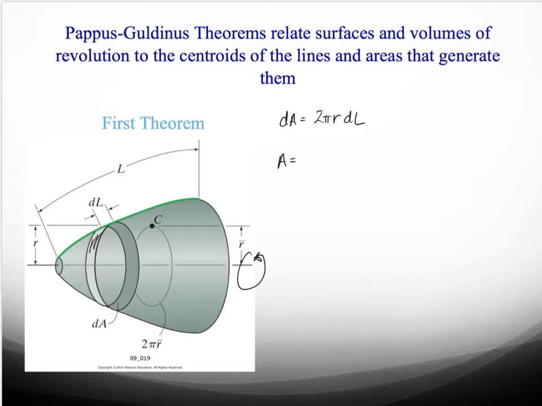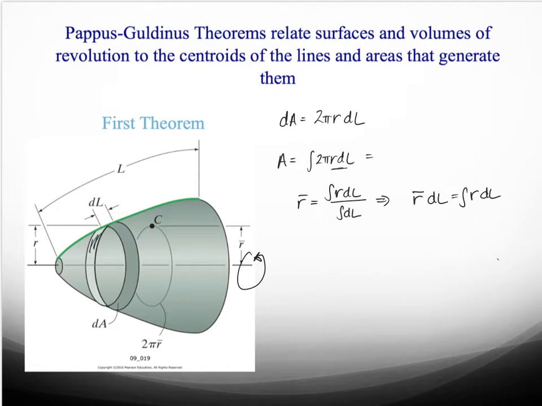And so finding the area would require us to integrate. So we would do the integral of 2 pi r dl. And so this is where the idea of the centroid comes in. The r centroid of this line is going to be given by the integral of r dl over the integral of dl. And so if we take this and rearrange it, we could say the r centroid value times the integral of dl is equal to the integral of r dl, which was right up here.